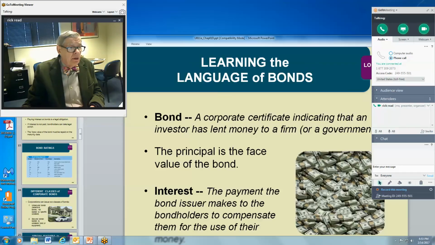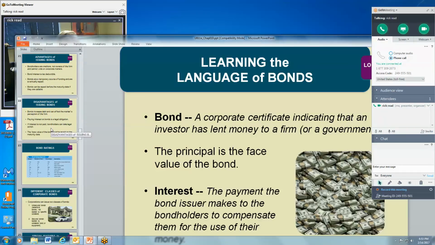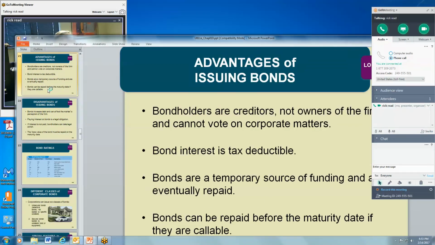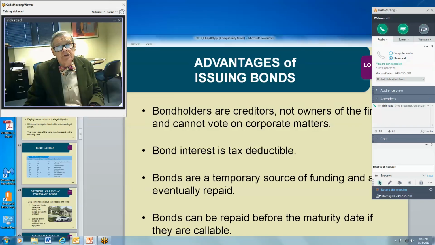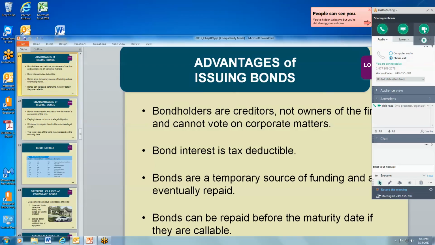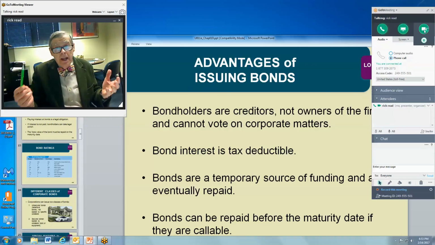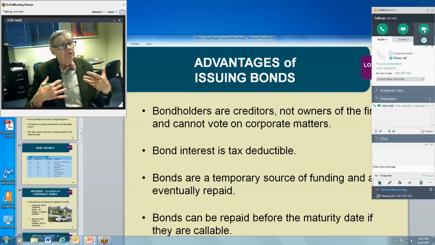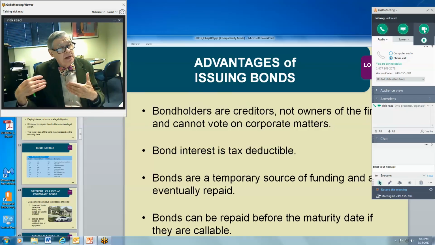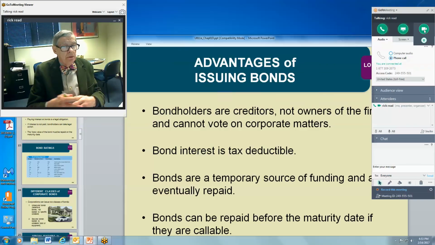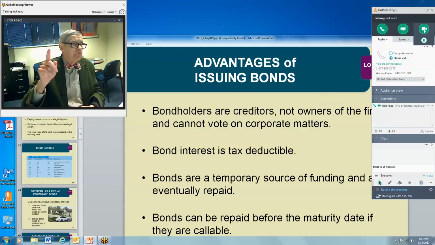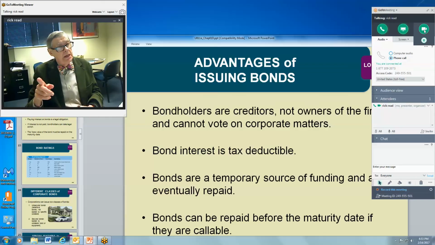We have to remember something, that the interest on the bond must be paid, and it must be paid per schedule. Some of them are paid annually, some semi-annually, some quarterly, but it must be paid. And then, of course, the entire face value of the bond must be paid at maturity date. Now, notice down here at the bottom, the last bullet, it says bonds can be repaid before the maturity date, if they have a callable provision.